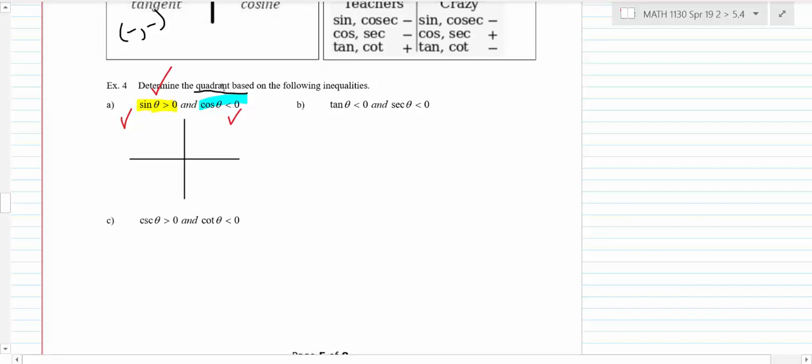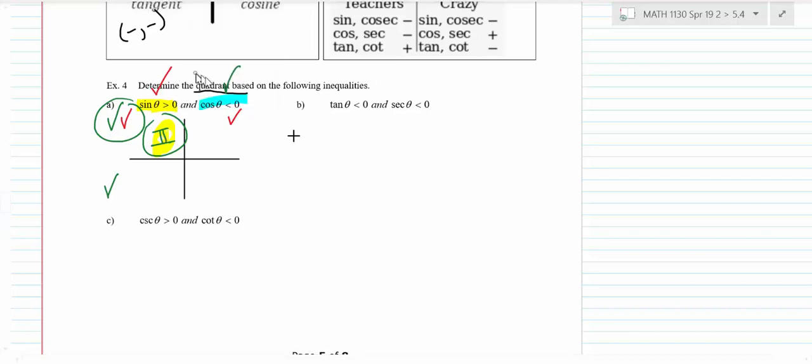So what I'll do is I'll put a check mark there, whoops, I put that in the wrong place. So the cosine is negative here and there. Okay, so sine's positive in 1 and 2. Cosine is negative in quadrants 2 and 3, so therefore we're in quadrant 2, because that's where they both overlap. That's just a way that I teach students how to figure that out. You can do that in your head. A good approach is just to figure out where the two check marks overlap.